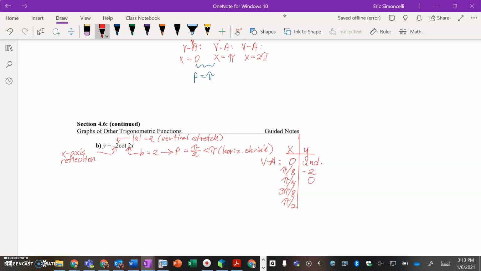Plugging in 3 pi over 8, 2 times 3 pi over 8.